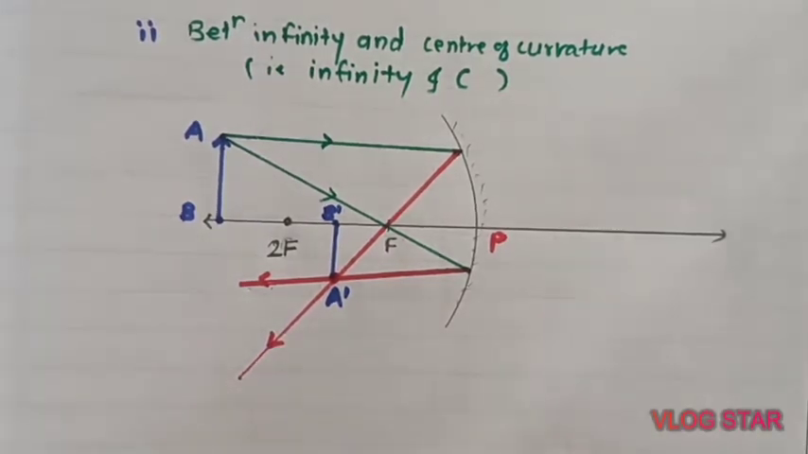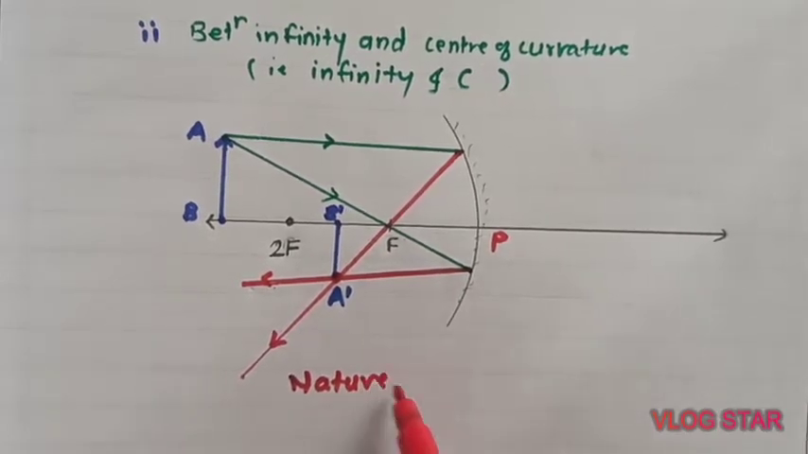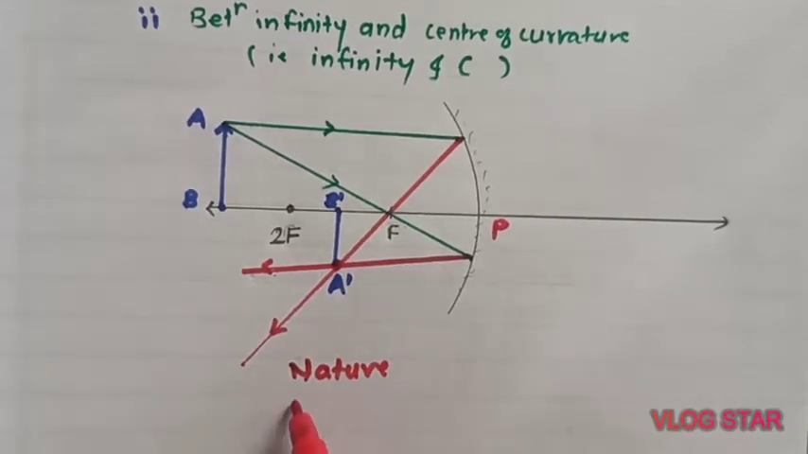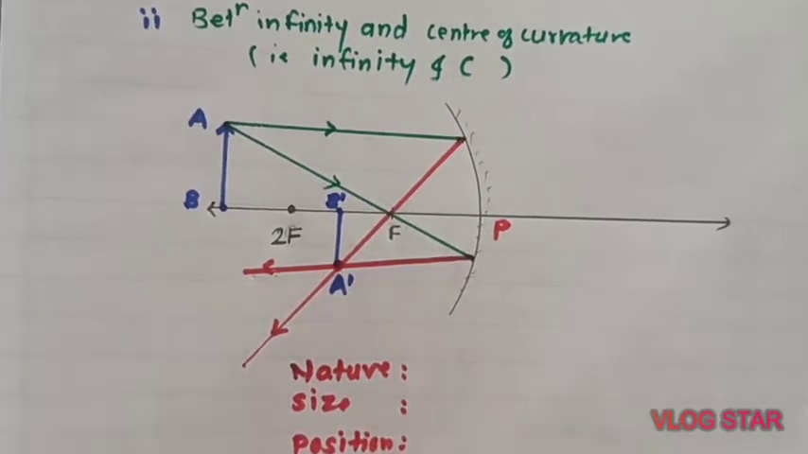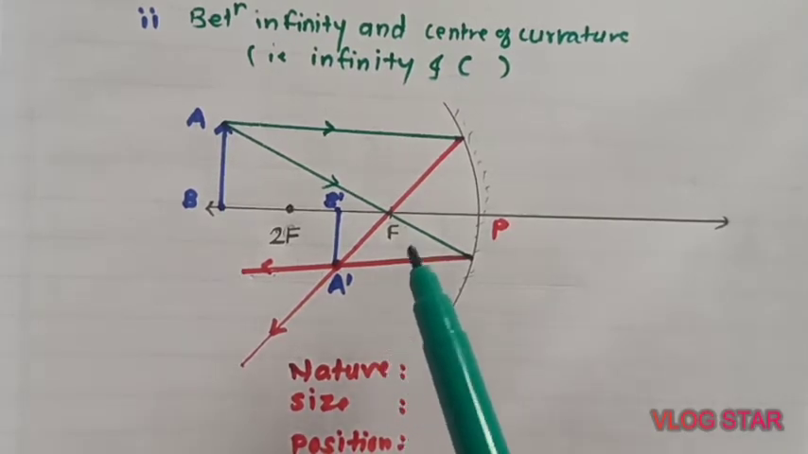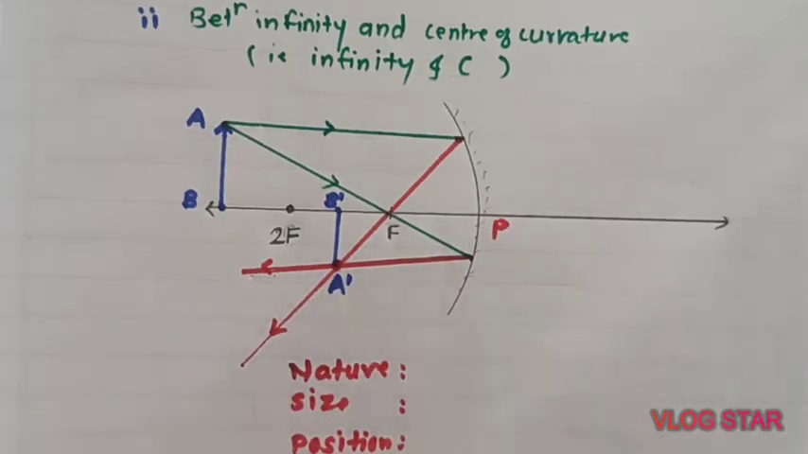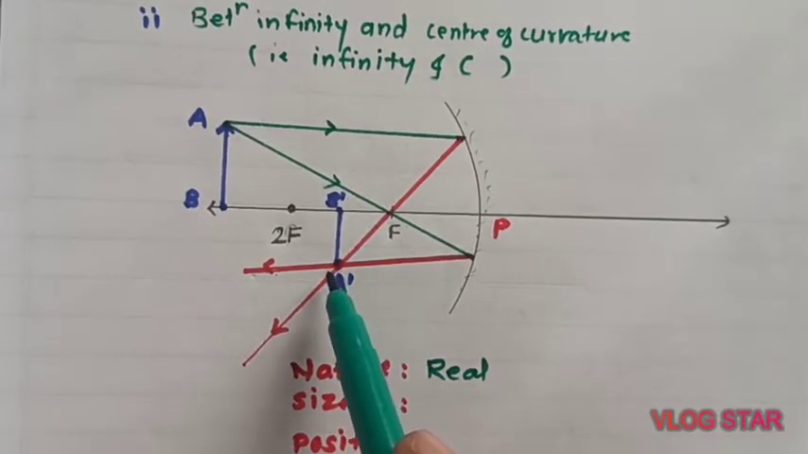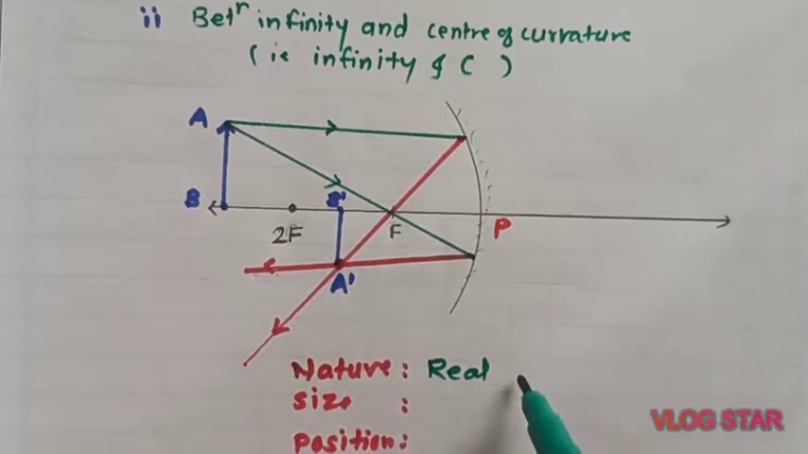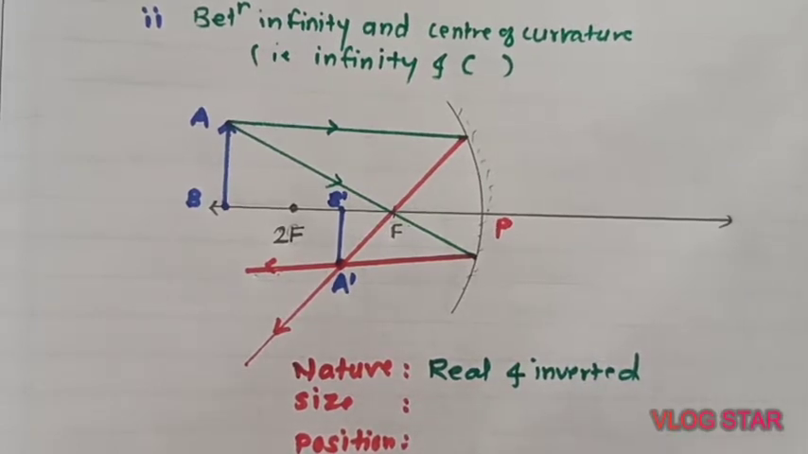Now tell me, what is the nature, size and position? First point, nature. Second is size. And position. So nature, from the figure you can tell me, from this diagram, what is the nature? It is in front of the mirror, so it is real. Is it erect or inverted? Downside, so it is inverted. So nature is real and inverted.